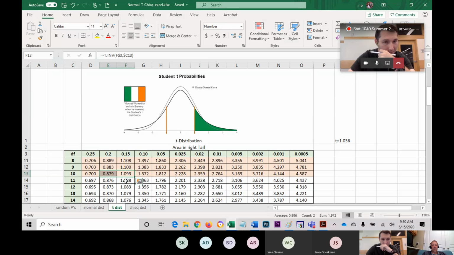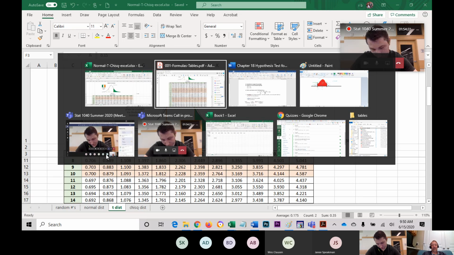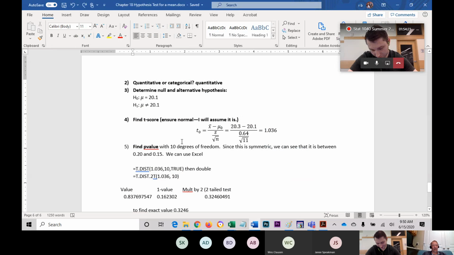1.0 is in between those two numbers, but that's just a one-tailed test. So you get to double that. So now, instead of it being between 15 and 20%, it's between 30 and 40%. Tricky. Okay.